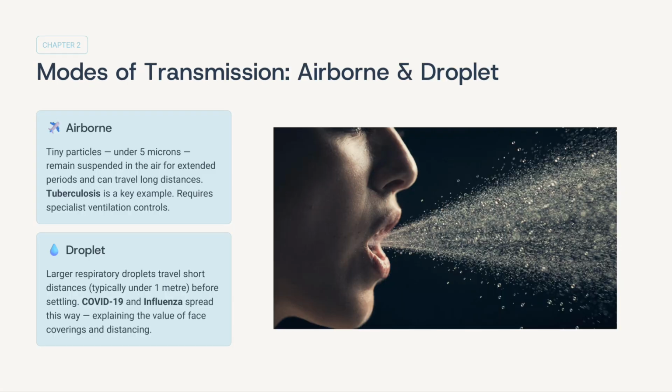This slide contrasts airborne and droplet spread. Airborne particles under 5 microns can linger and travel long distances, requiring ventilation and filtration, while larger respiratory droplets travel short distances and settle quickly, making masks and distancing effective. The image of expelled droplets visually reinforces how these particles behave.